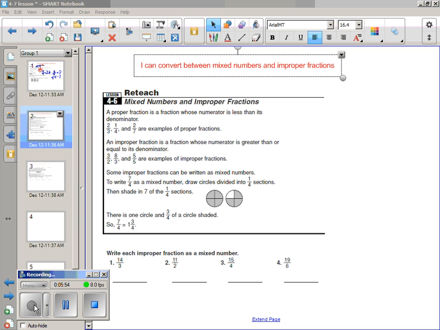Mixed numbers and improper fractions. A proper fraction is a fraction whose numerator is less than the denominator. We already talked about that, right? Okay. Here are examples of improper fractions where the numerator is greater than the denominator. Look at top number bigger than the bottom number, 3/2. 8/3, top number, numerator, bigger than the denominator, 3. Okay? They're all examples of improper fractions.